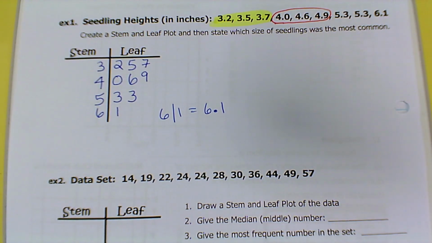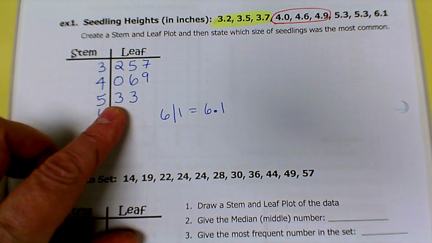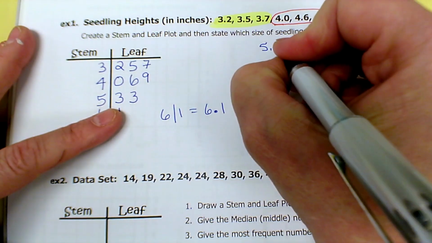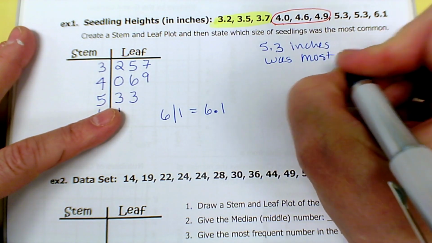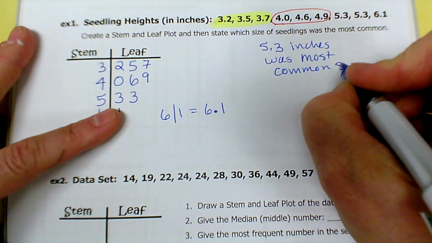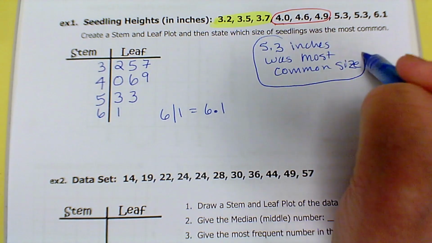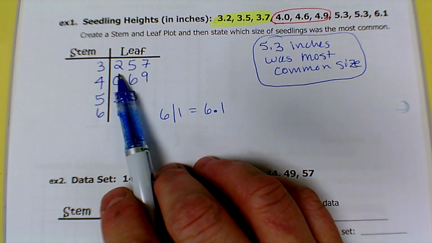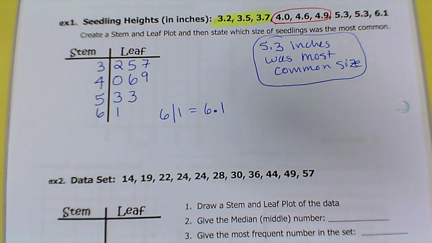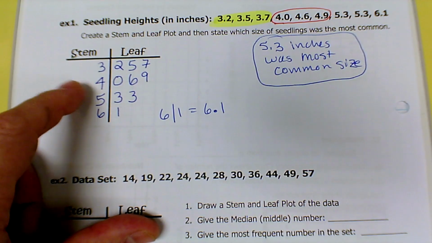Now let's answer the question. Which size of seedlings was the most common? So looking at this, the only 2 leaves that happen more than once are right here. So the answer would be 5.3 inches was the most common size. And the length of the leaf part tells you how many data are in that set. So you can really easily see that most of the data is in the 3 points and the 4 points.